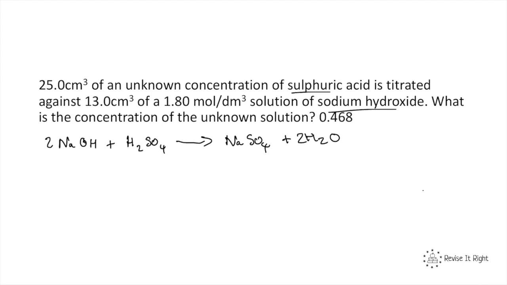The second thing we're going to do is get all the data that we know of the known substance. So I'm going to write "known" here under my balanced equation. The unknown is sulfuric acid, that's the one we're trying to work out. The known one, therefore, is sodium hydroxide. So I'm just going to write that known is our sodium hydroxide, just so I remember that. And then I'm going to write all of the information I've got.